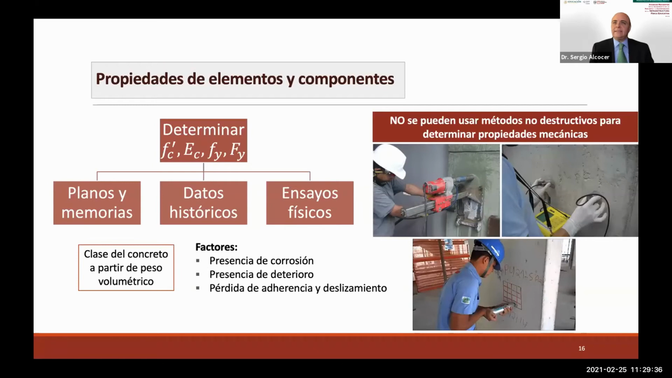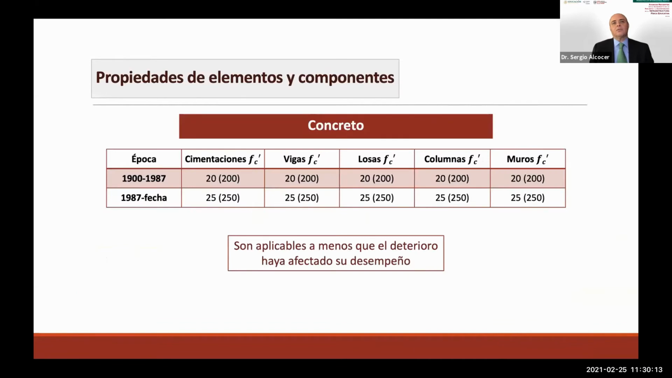For example, concrete cores or test for corrosion. Now, the guide signals that we can't use non-destructive methods to determine mechanical properties. We can't use an accelerometer to measure the resistance of the concrete. We can use it to compare the uniformity of concrete in an element or between elements, but not to derive the resistance of the concrete. We must take concrete cores, and if we can't, we need to use historical data, which is available data.